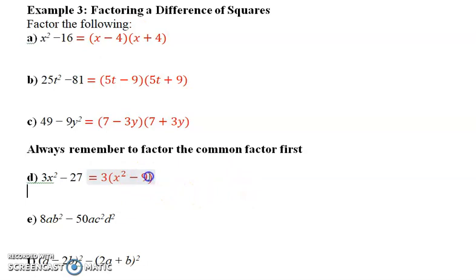Okay? And then you'll notice that we have the difference of squares that we had in the original question, and that's going to be equal to 3, which is fine, and then the square root of x squared is x, the square root of 9 is 3, so we end up with 3 times x minus 3, x plus 3. So you've got to get a GCF out first when possible.